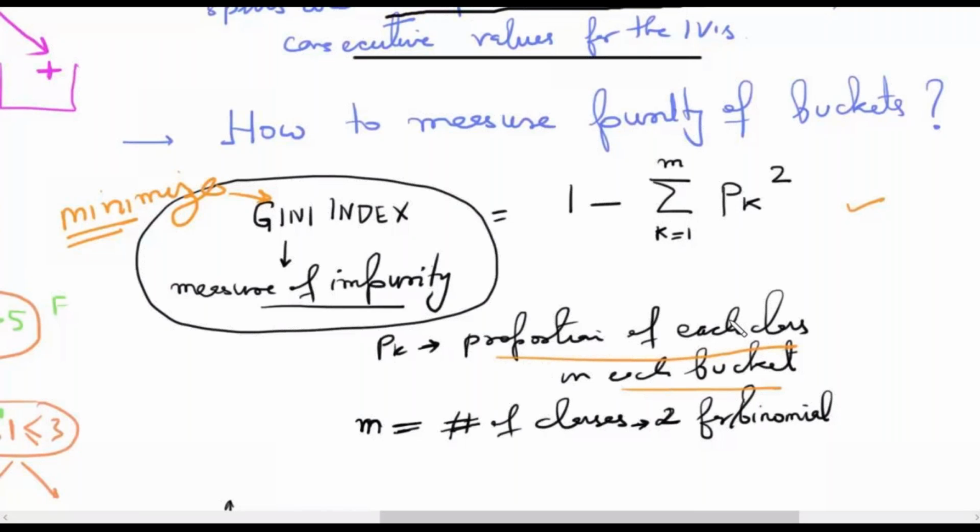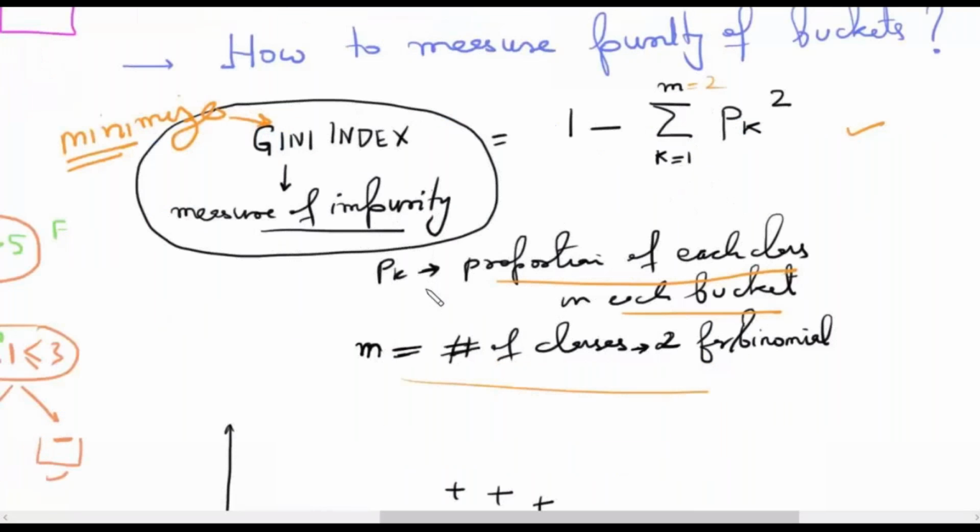So if you have a binomial class, it is the proportion of zeros and the proportion of ones in each of the buckets. If you are splitting into two buckets, you will calculate the proportion of 0 in bucket 1 and proportion of 1 in bucket 1, and then similarly you will calculate the proportion of 0 in bucket 2 and 1 in bucket 2. And m represents the number of classes you have. We usually deal with a binomial classification problem. In that case, m will be equal to 2.